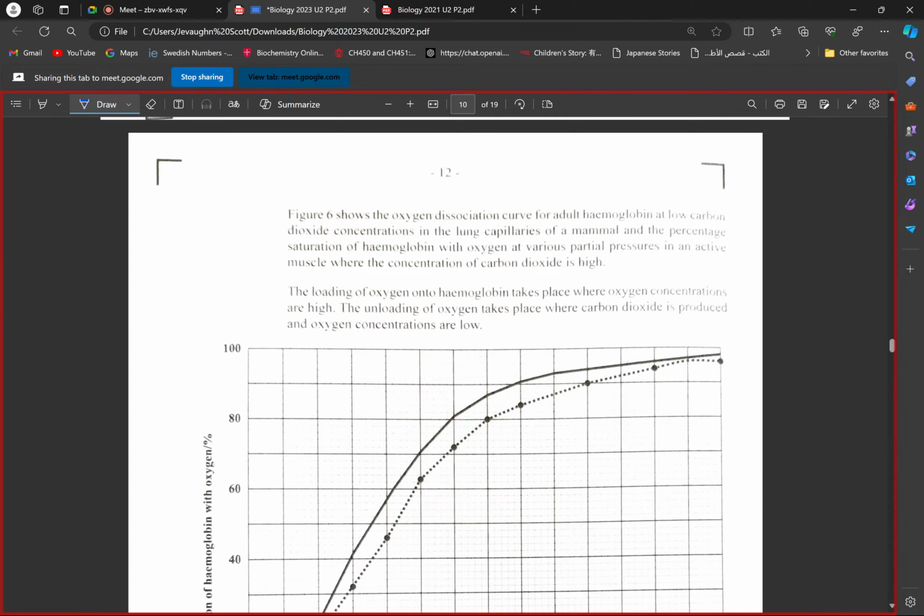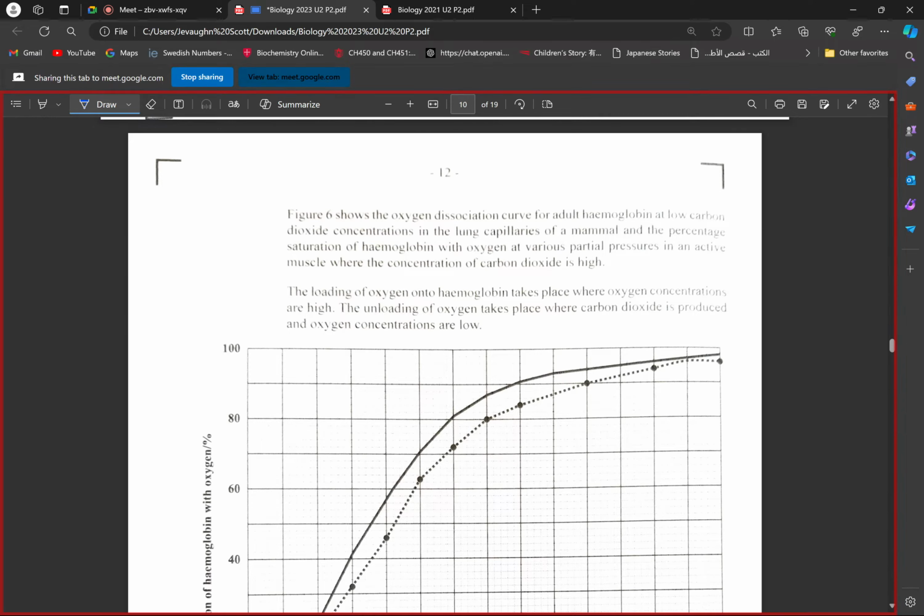So figure 6 shows the oxygen dissociation curve for adult hemoglobin at low carbon dioxide concentrations in the lung capillaries of a mammal, and the percentage saturation of hemoglobin with oxygen at the various partial pressures in an active muscle where the concentration of carbon dioxide is high. All right. So the unbroken line is the lung capillaries, and the broken line with the dots is the muscles, right?